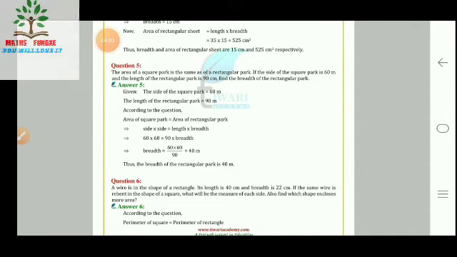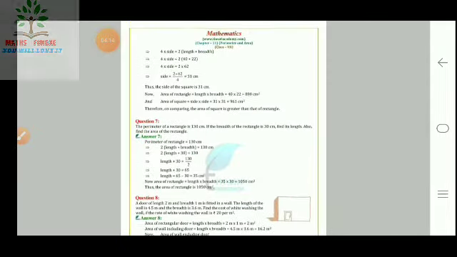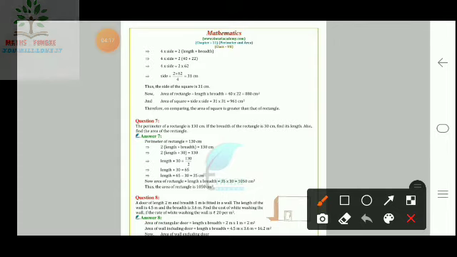So the length of the wire will remain the same. So we have 4 into side, that is the perimeter of a square, is equal to the perimeter of the rectangle, twice L plus B. So putting the values here, 4 into side is equal to twice 40 plus 22. On solving this, we get side is equal to 31 centimeter.